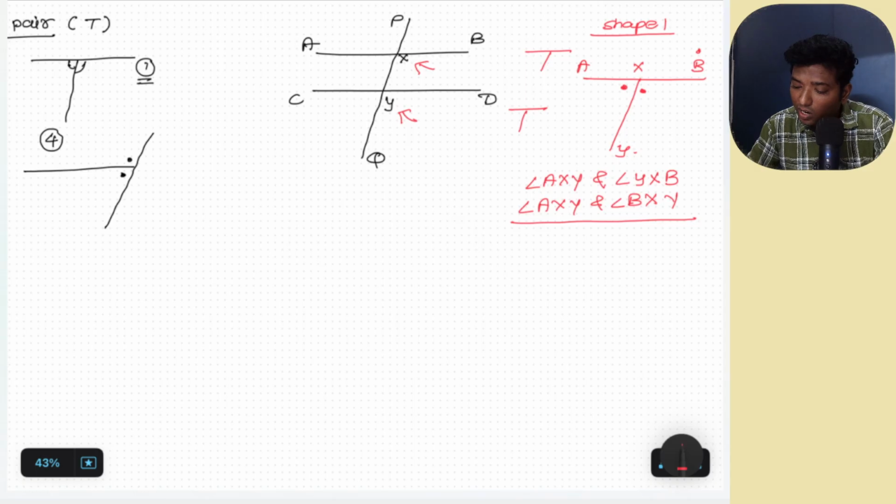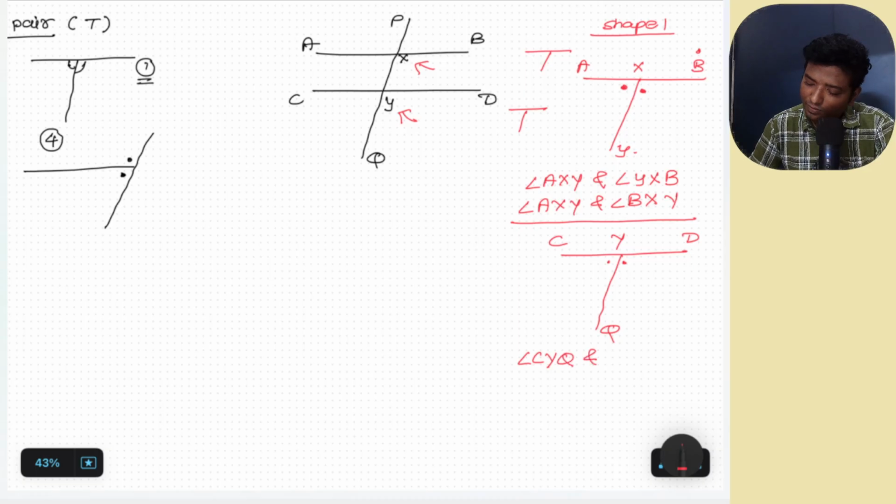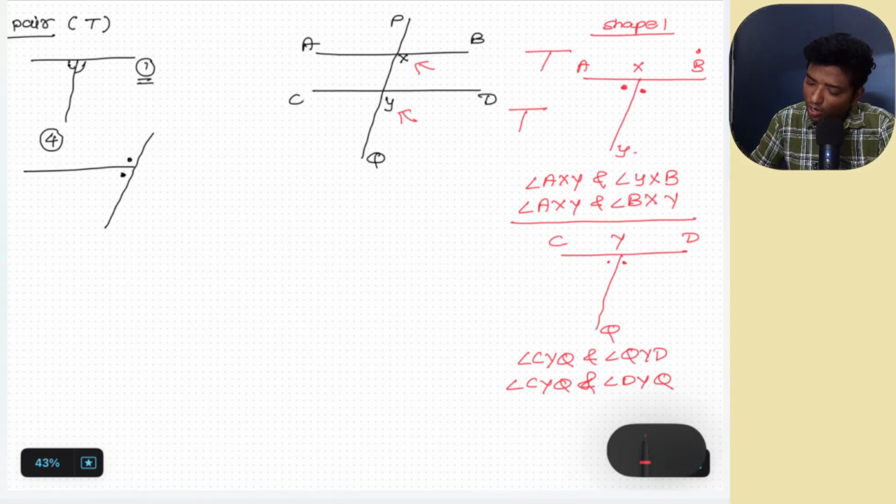You can observe another T. Observe another angle CYQ, according to shape one. Two T's are there. Now can you find shape two?